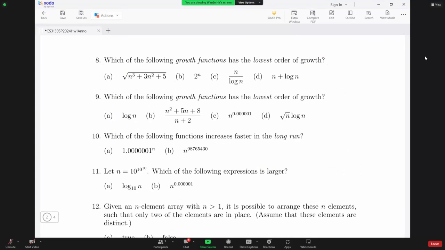So this one, growth function, lowest order of growth, C. Some students feel it is hard to do the analysis here. So here I would like to introduce some method to help you do a little analysis for questions like this. So how to do that?